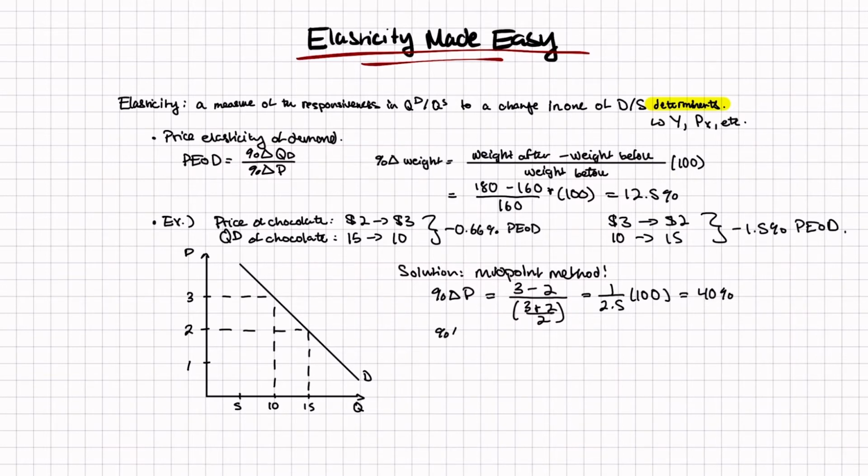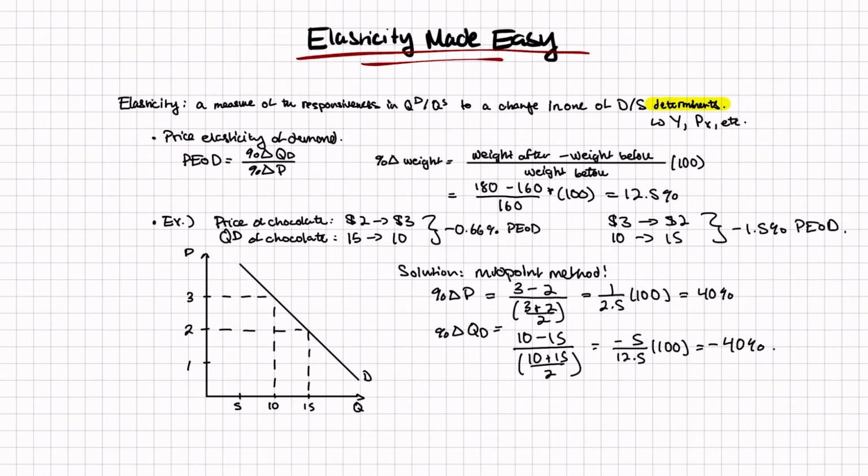We know from earlier that when price goes from 2 to 3, my quantity demanded falls from 15 to 10. To calculate the percentage change in quantity demanded, we take 10 and subtract 15. This gives negative 5. We then divide by the midpoint between 15 and 10. This is just the average of 15 and 10. 15 plus 10 divided by 2 is 12.5. We therefore divide negative 5 by 12.5 and multiply by 100. This gives a percentage change in quantity demanded of negative 40%.